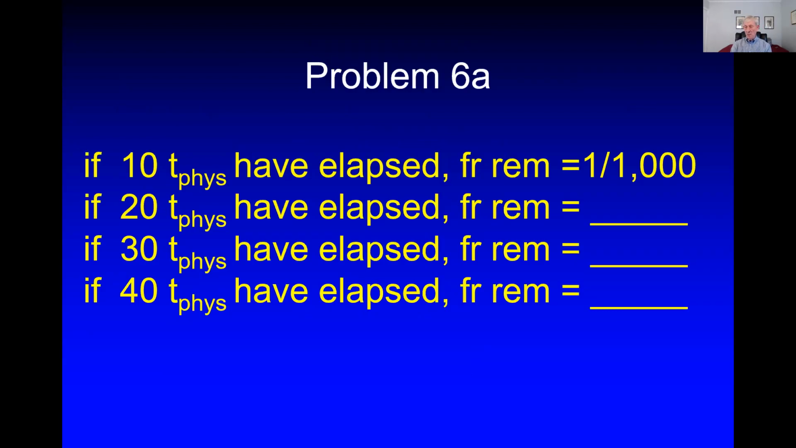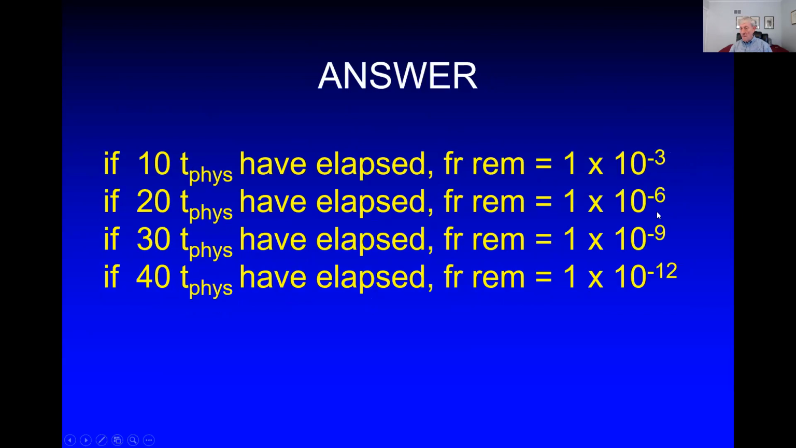What's that going to do to it? Every 10 half-lives reduces it by a factor of 1,000. Therefore, what fraction is going to be remaining here after 20 half-lives? So look, if every 10 half-lives reduces it by 1,000th, then another 10 here is going to be 1,000th of 1,000th, which is a millionth. 10 more will be 1,000th of a millionth, which is a billionth. And 40 half-lives would be 1,000th of a billionth, which would be a trillionth.